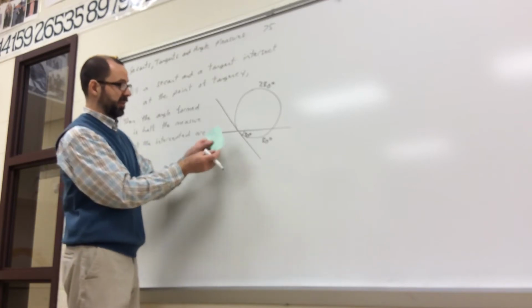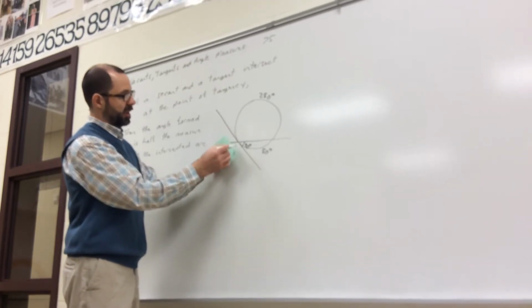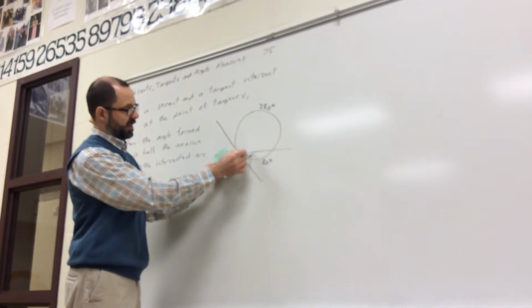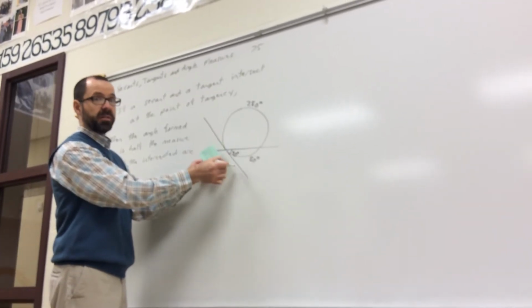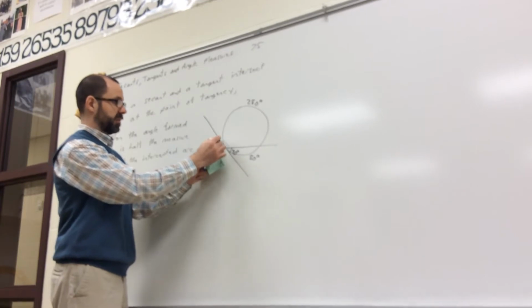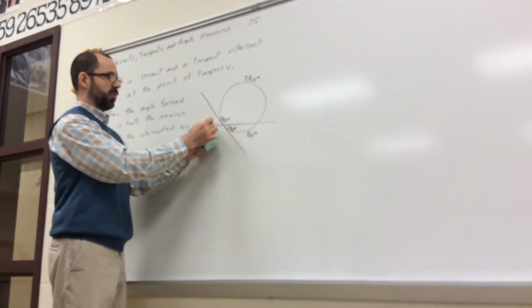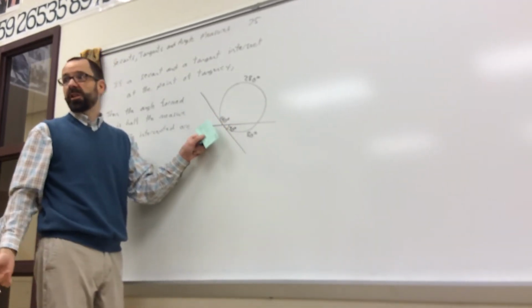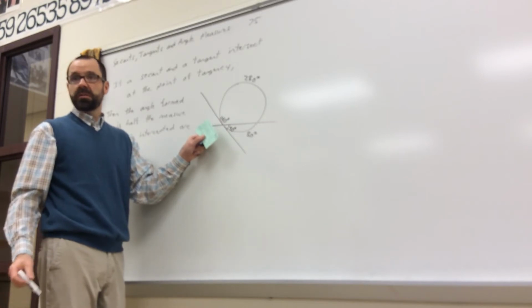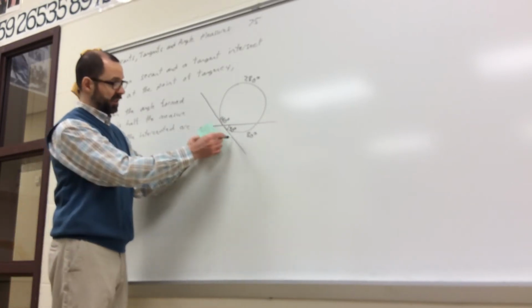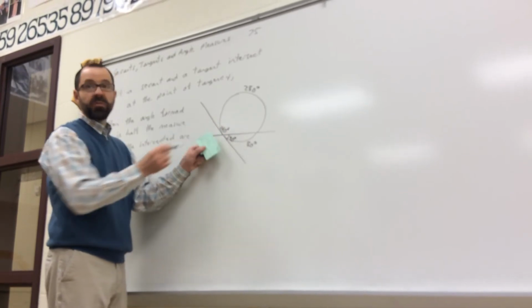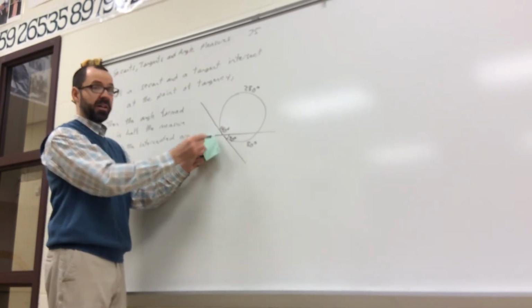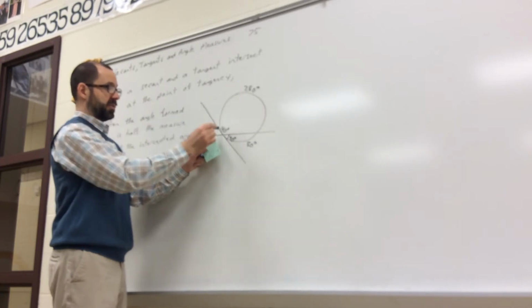Or another way we could figure out that this was 140 is this is a linear pair. It's a half rotation. So you could do 180 minus 40. Anyway, that's 140 for sure, either way. The old way to do it is this is a half rotation. So 40 and 140 have to add up to 180. That's a linear pair. The new way to do it is half of the 280 is 140.